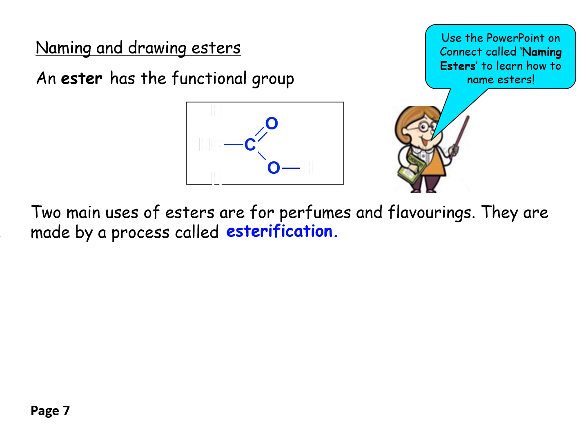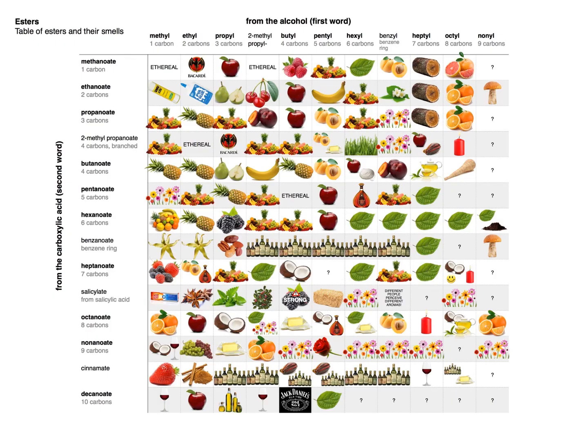So here I'm just showing you an example of the range of different esters that you can find either in nature or you can make them in the lab. So for example, ethyl propanoate would smell like pineapples. There you go. So let's have a look then what esterification actually is.